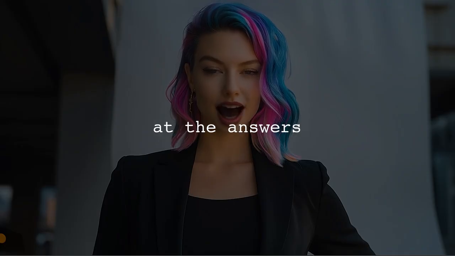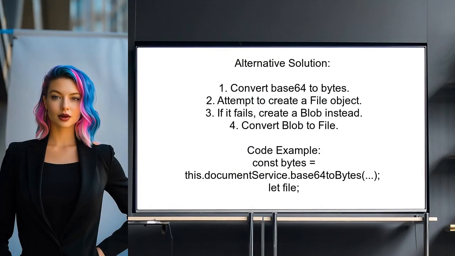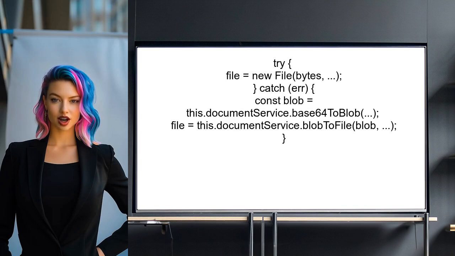Now, let's look at the answers provided by other users. An alternative solution for the issue in Internet Explorer 11 involves a workaround since IE does not support the File API constructor. The user suggests first converting the base64 data to bytes. Then, they attempt to create a file using the file constructor. If that fails, they catch the error and instead create a blob from the base64 data, converting it to a file using a custom method.